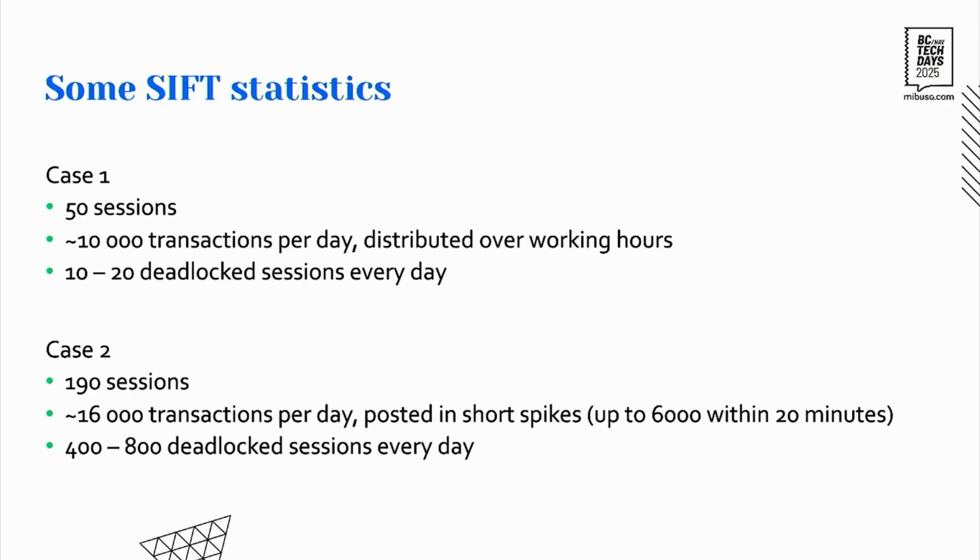Just to give you some context, I have a couple of examples here of these kinds of disasters. Case one: a customer running 50 concurrent sessions, posting around 10,000 transactions a day. These transactions are more or less evenly distributed throughout the day. It's not completely equal, of course. There are some spikes, like rush hours and quieter hours, but by and large, we can say more or less even. And there are, let's say, 10 to 20 deadlocks per day happening sometimes.